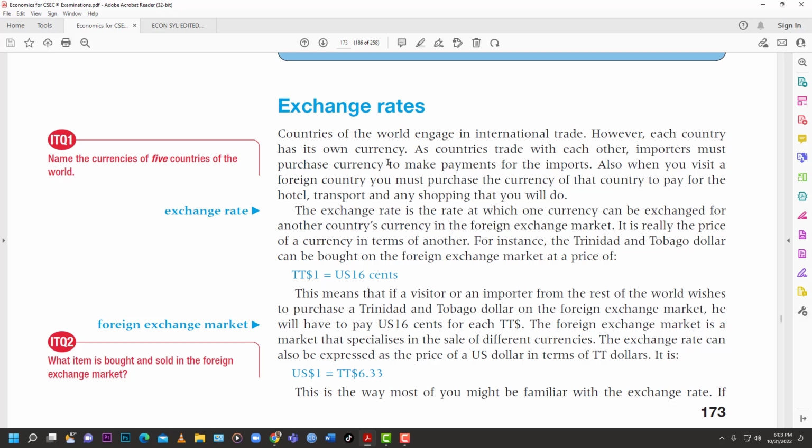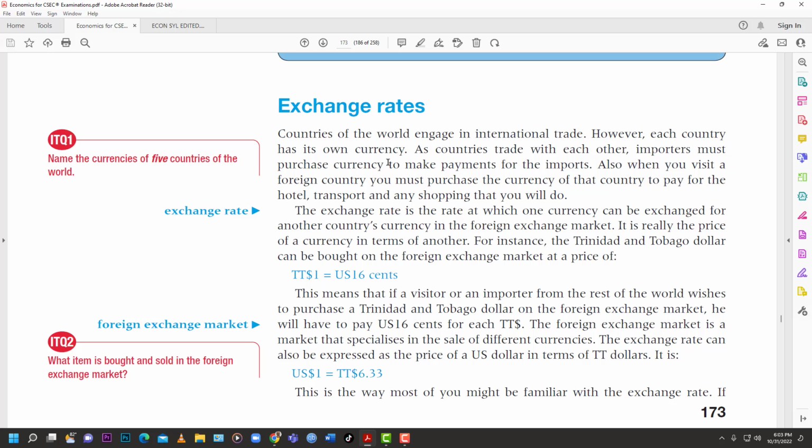Countries of the world engage in international trade. However, each country has its own currency. As countries trade with each other, importers must purchase currency to make payments for the imports. Also, when you visit a foreign country, you must purchase the currency of that country to pay for the hotel, transport, and shopping that you will do.